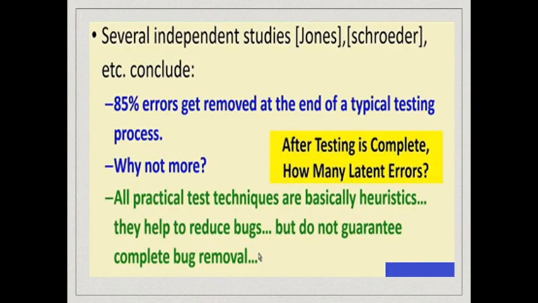But why cannot we remove more errors? Cannot the testing techniques remove 99.99% or 100% of the errors? Why do they remove only 85% of the errors?